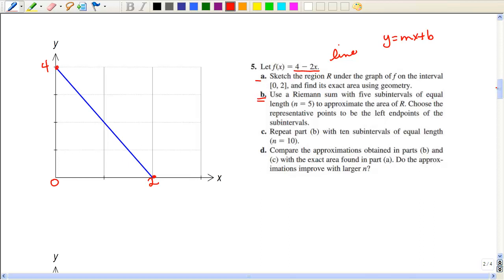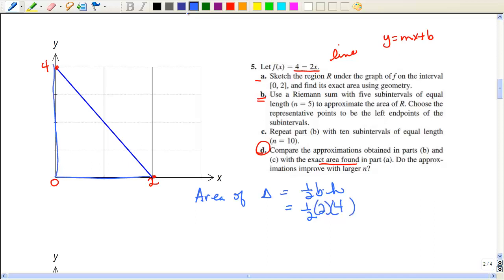Part B says use a Riemann sum with 5 subintervals to approximate the area. But you know what? Instead of doing that, let's go directly to Part D and find the exact area. How can I do that? Remember, it's 1/2 base times height. So that would be 1/2. The base is 2, and the height would be 4. So the area of this triangle is 4 square units. So that is the exact area using geometry.